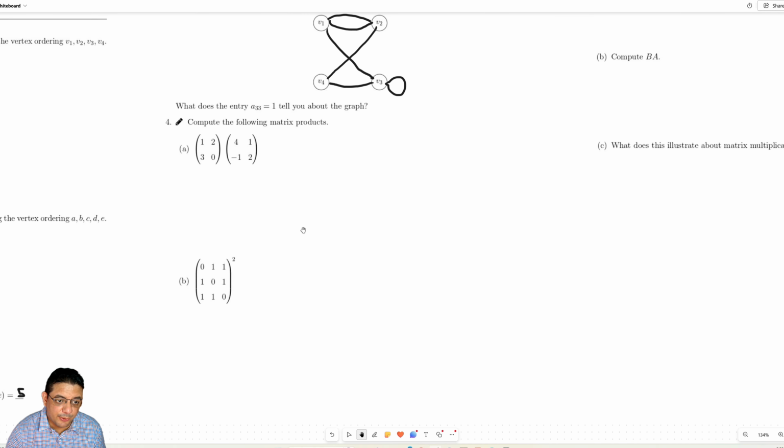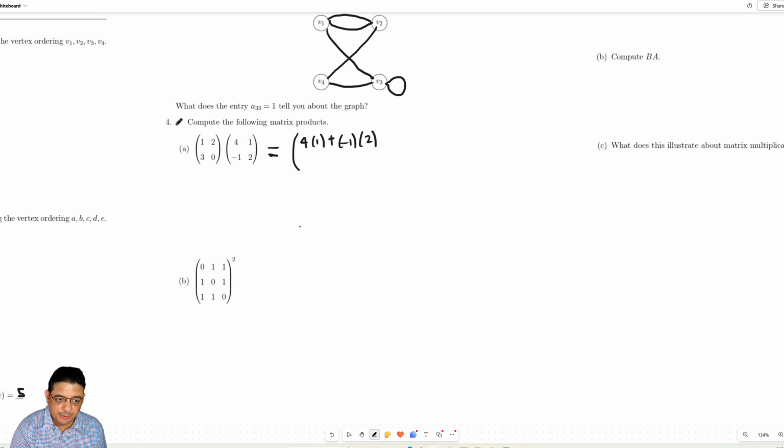Now for question number 4, we want to compute the following matrix products. What you've got to remember is that when we're doing matrix multiplication, we're multiplying an entire column by a row. So for example, the first entry is going to be this column by this row. So it's going to be 4 times 1 plus minus 1 times 2. And that's going to be the first entry.